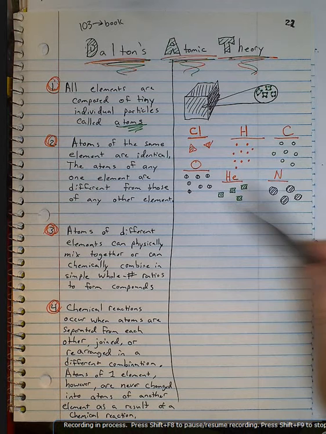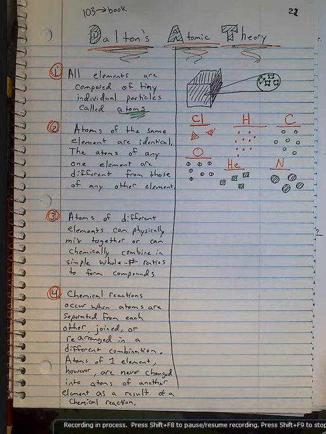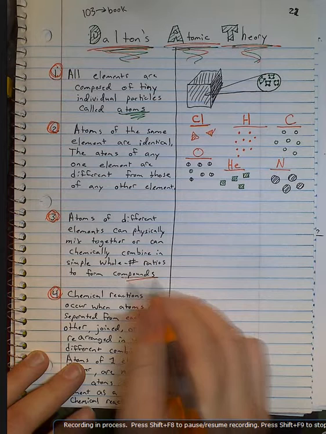Now what we're gonna do is start combining these, which we already kind of practiced doing. Number three says, atoms of different elements can physically mix together or can chemically combine in simple whole number ratios to form compounds, okay? Form compounds. So let's do some new ones. We've done water before. Let's do methane gas.